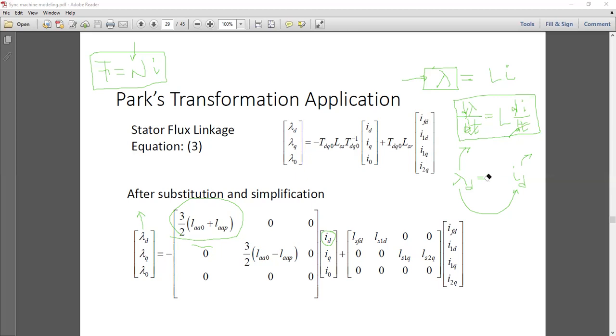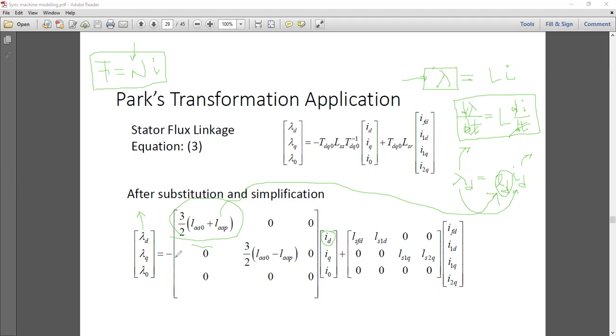Because the blank space is relating the d-axis current with the d-axis flux linkage, simply we can write it as LD. Is it okay? So lambda d is LD ID. That means whatever is here, we can replace it by some term known as LD, the d-axis inductance.